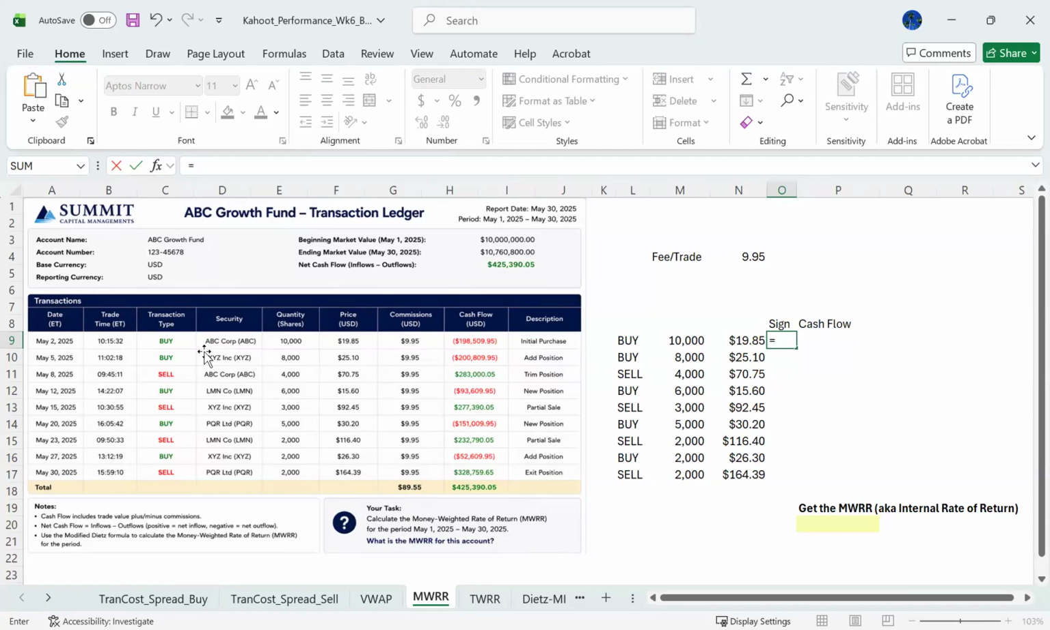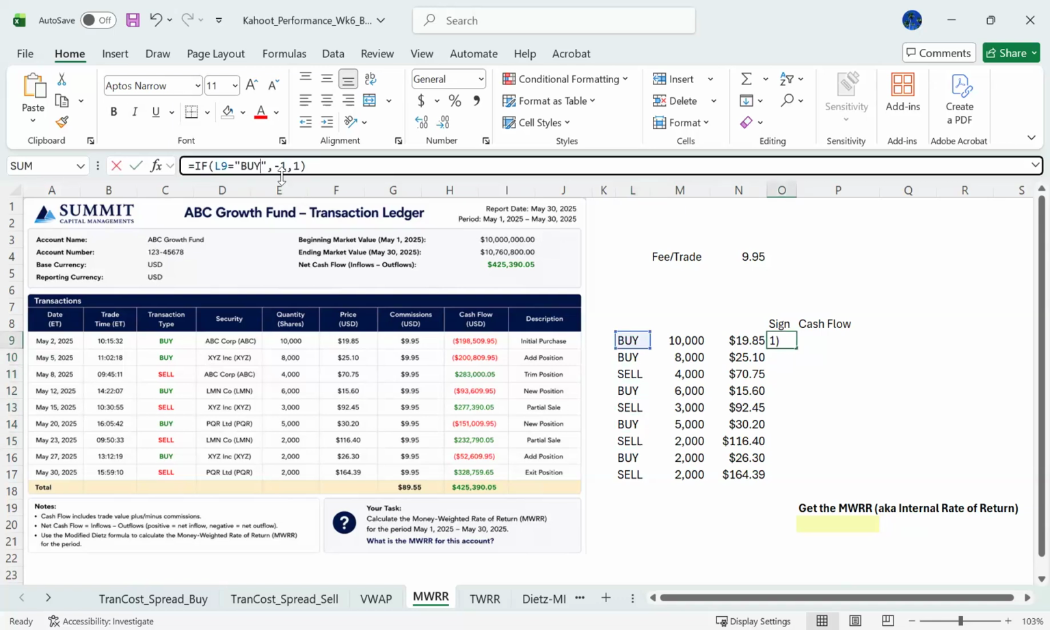So for the sign, since we have already defined whether it's a buy or sell, the direction of trade, we will use a simple IF command. If this is equal to buy, then this is going to be -1. Else, this is going to be 1. Done. Because I am only listing buy, sell, buy, sell, I did not make this more specific. If it's not a buy, therefore it has to be a sell.